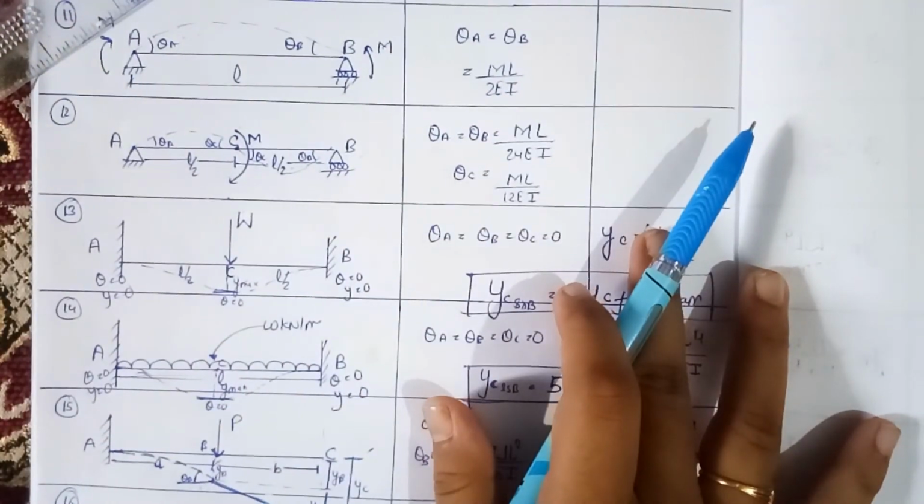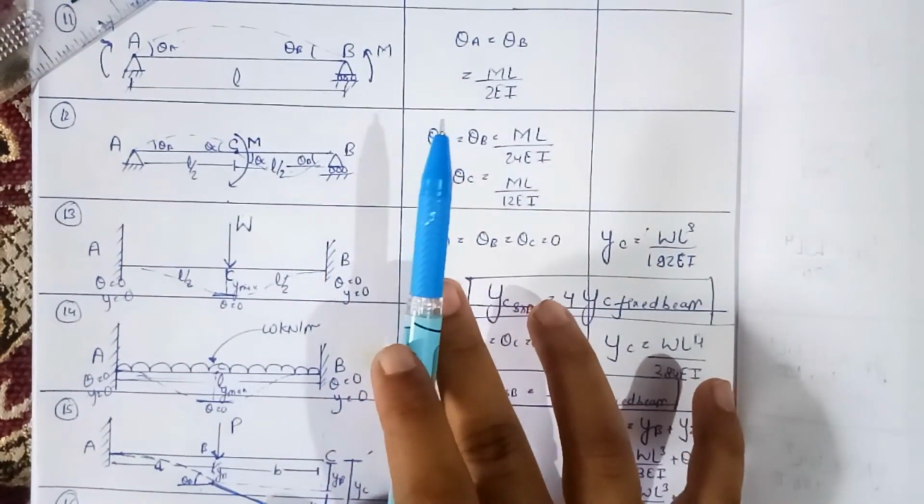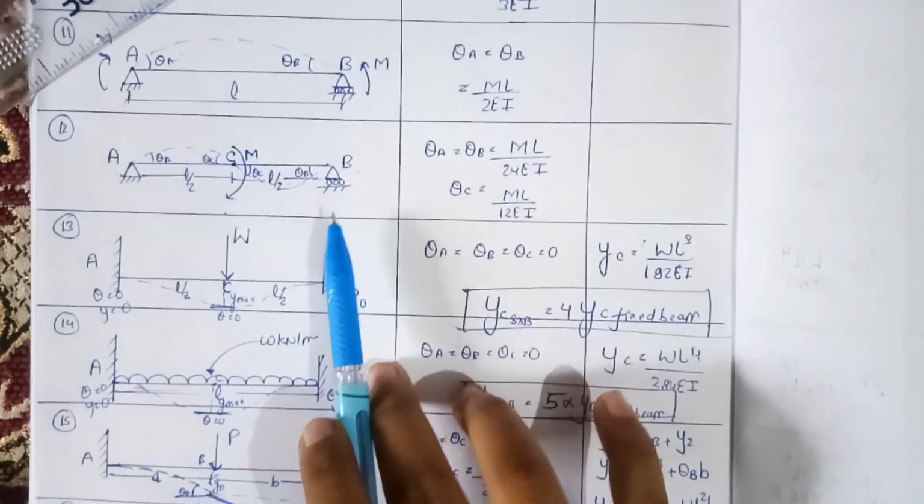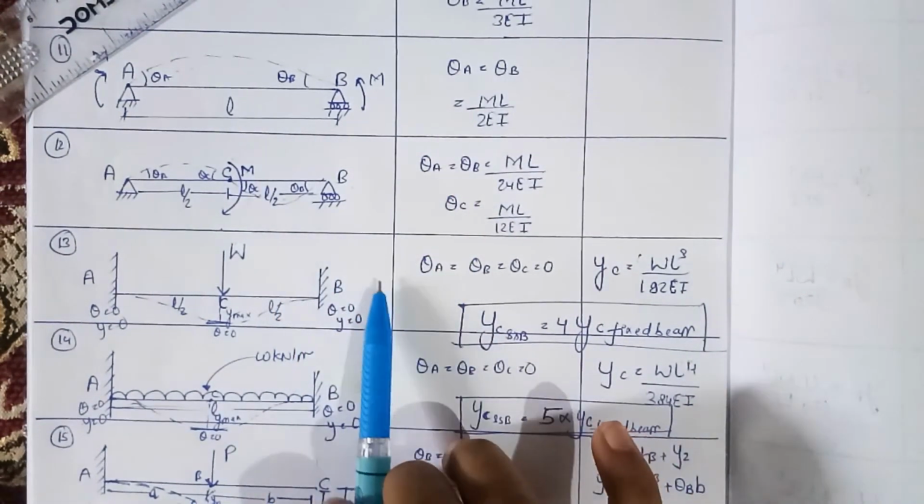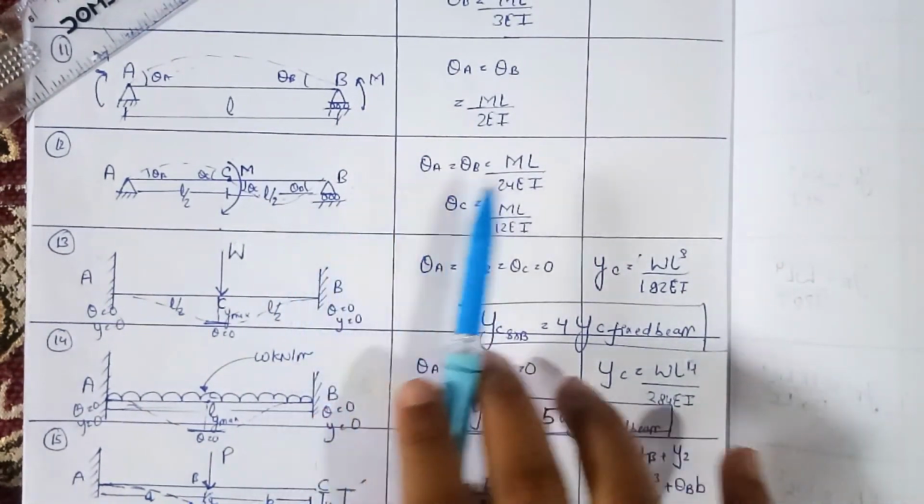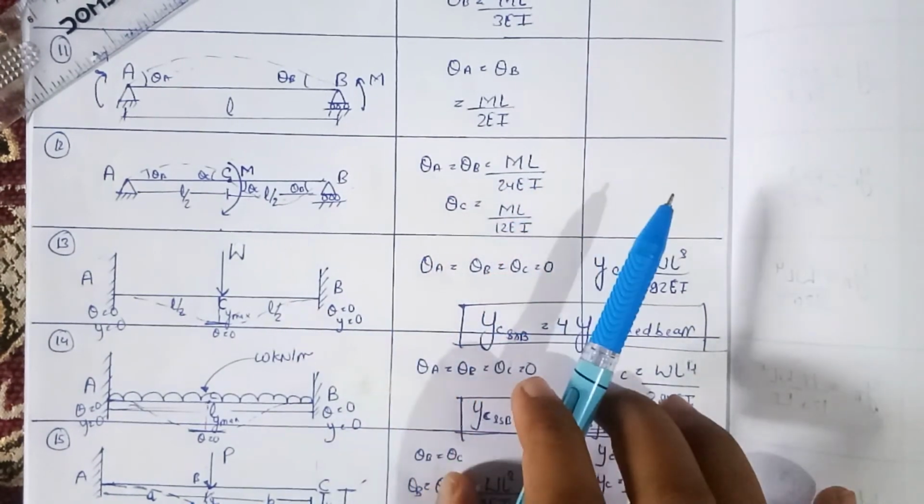This is all about today's lecture. In today's lecture we have discussed the different types of beams and the different types of beams subjected to different kinds of loading, and the moment and the value of slope and deflection for those different kinds of support and beam.